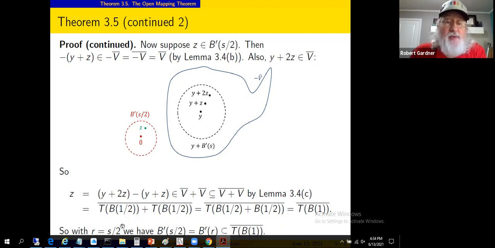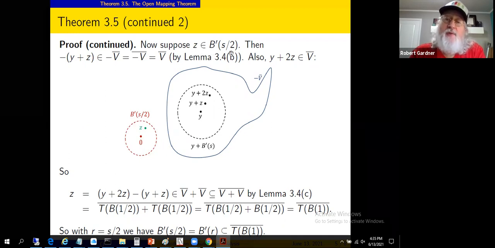So if we take R equals S over 2, the radius of this little circle from which vector Z came, then we have B prime of S over 2, that is B prime of R, a subset of the closure. We took an arbitrary point of B prime of S over 2 and showed that point Z was an element of this thing here. So the whole ball B prime of S over 2 is a subset of the closure of T of B of 1. So if we can get rid of the closure, then we're done. This is not what we were trying to show. We were trying to show B prime of delta is a subset of T of B.